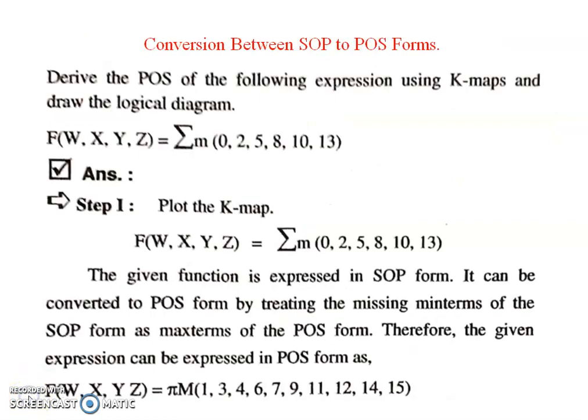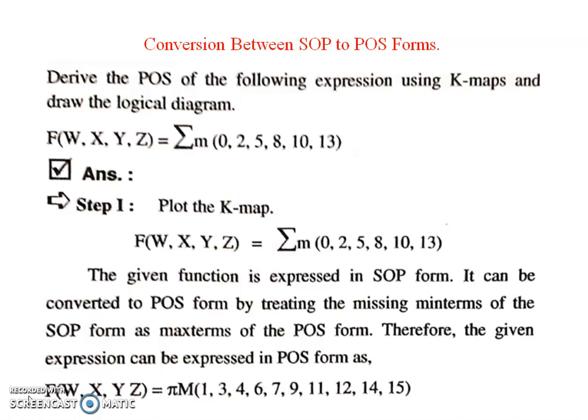Okay, now we discuss the next topic, that is conversion between sum of product and product of sum form. In this example, a standard sum of product form can be converted to standard product of sum form by considering the missing terms. Always remember, consider the missing minterms of the sum of product form as maxterms of the product of sum form. Now see this example: find the product of sum form for the following expression using K-map, and draw the logic diagram for that.